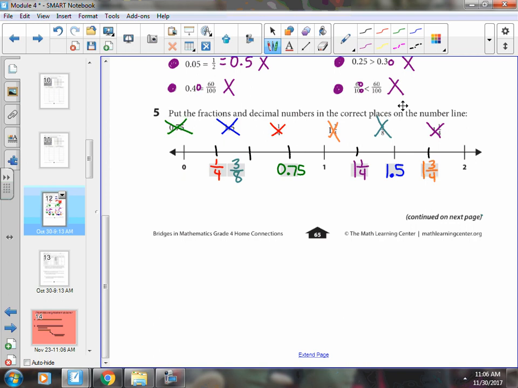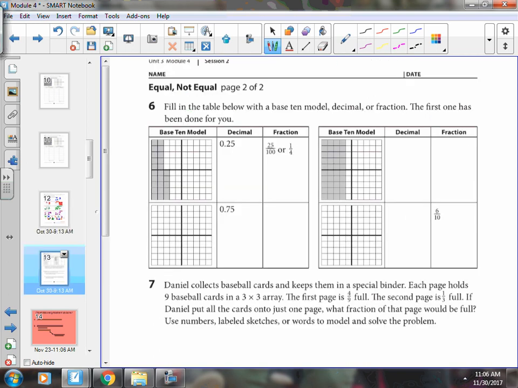Let's look at Home Connections, page 66. And we need to do some shading here. They've done the first one for us. Let's look at the one right to the right there. I see that 4 strips are shaded. 4 strips would be 4/10. I could also think of that as 40 hundredths. You don't have to write 2 fractions, but it's good to remember that 4/10 is the same thing as 40 hundredths. The decimal for 4/10 is 0.4. The decimal for 40 hundredths is 0.40, both of which are equivalent to each other.